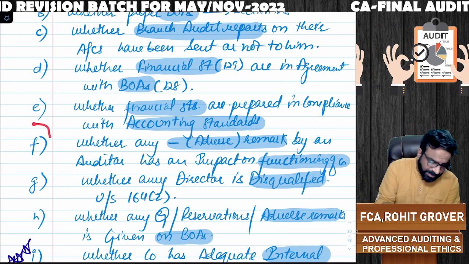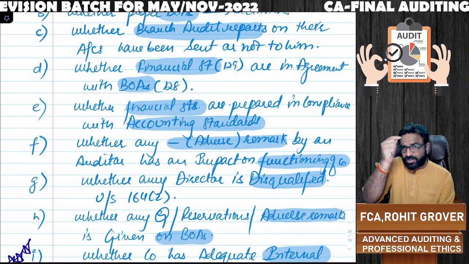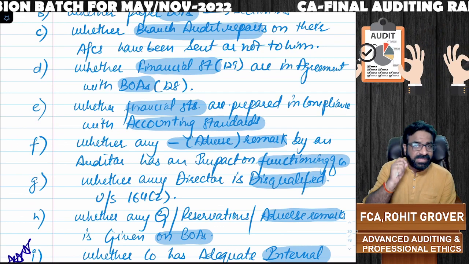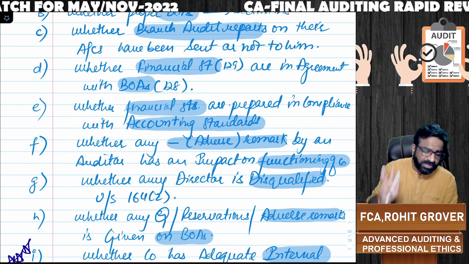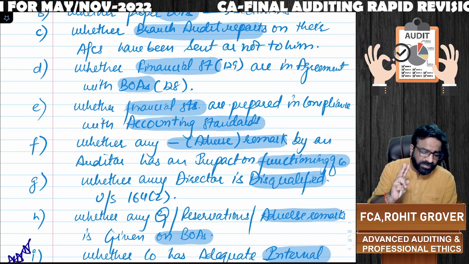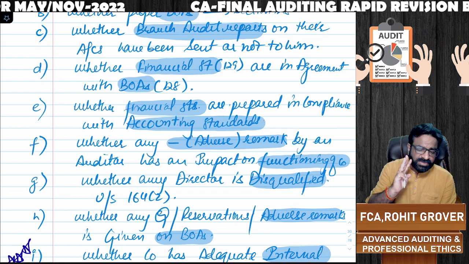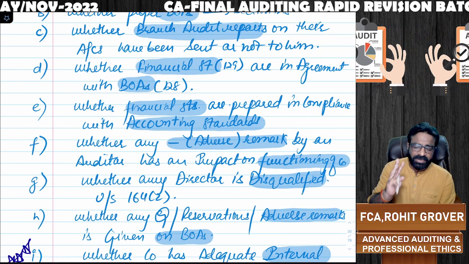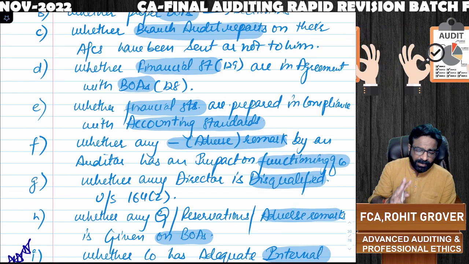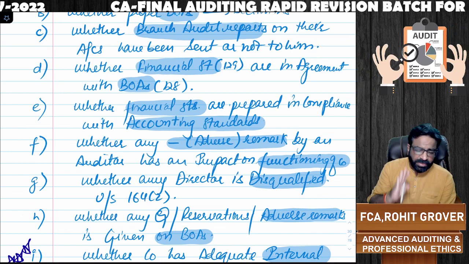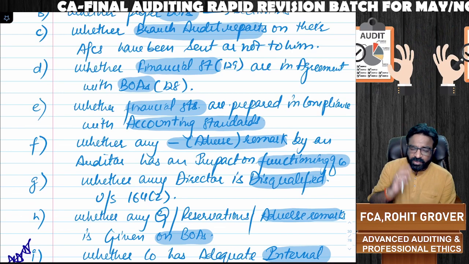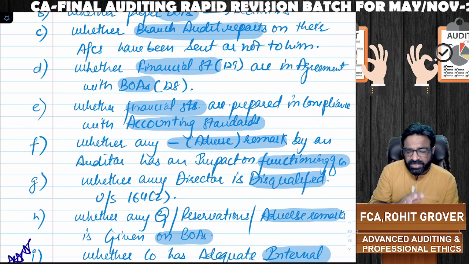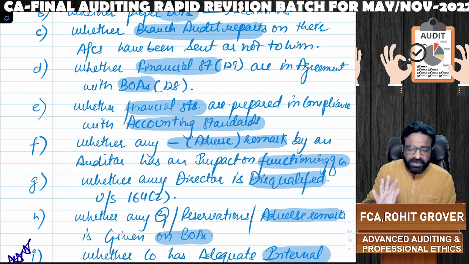Then in clause F, you remember these clauses, you have to remember them in a sequential manner. Clause A is on information and explanation. Clause B is on books of accounts as per section 128. Clause C is on whether branch audit reports have been received properly or sent to you properly or not. Clause D, that the financial statements must be in agreement with the books of accounts. Clause E, you are reporting whether the financial statements have been prepared in compliance with accounting standards or Ind AS.